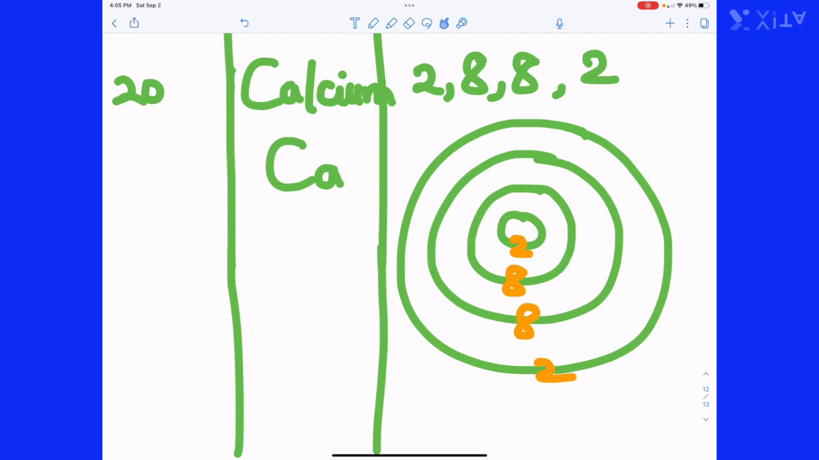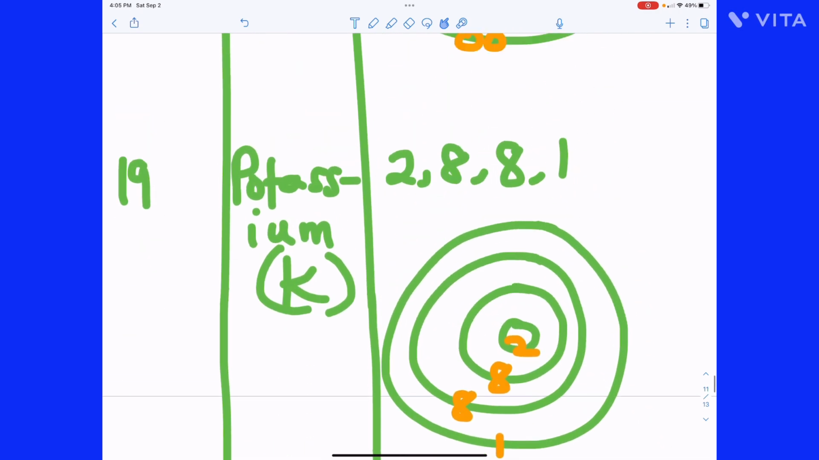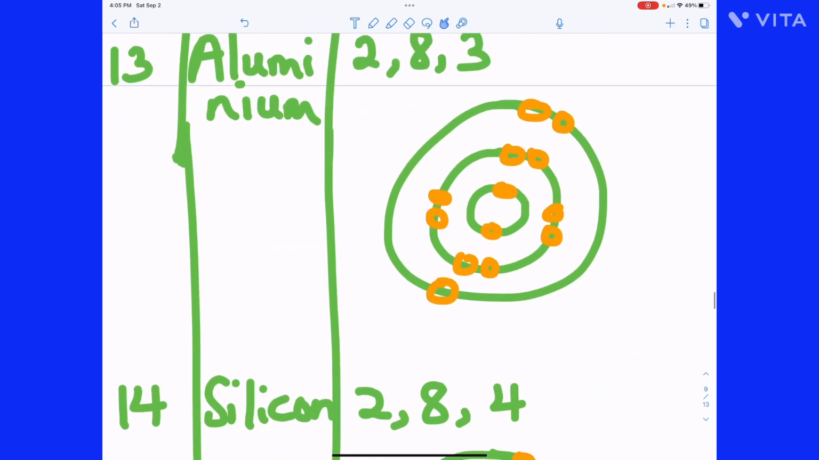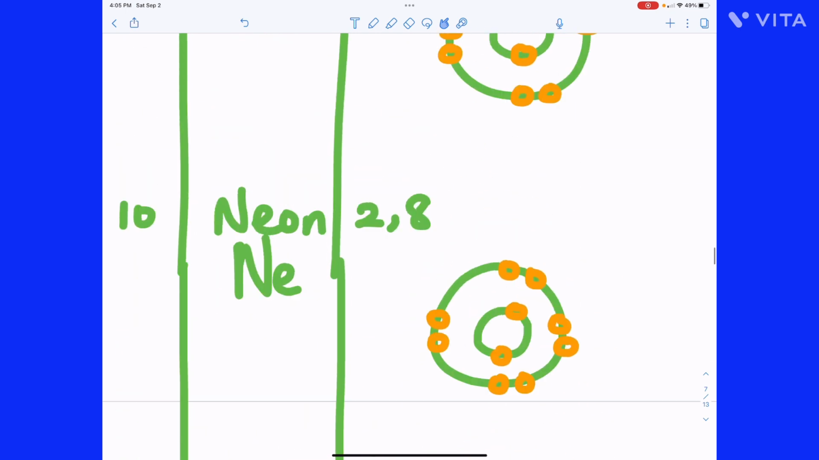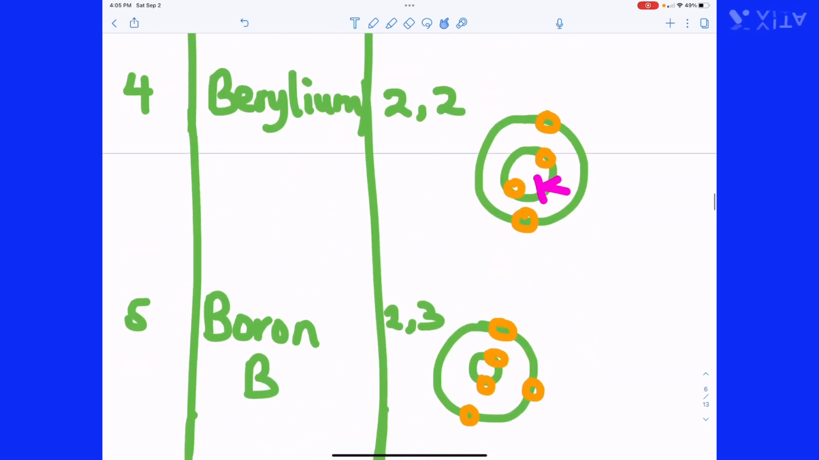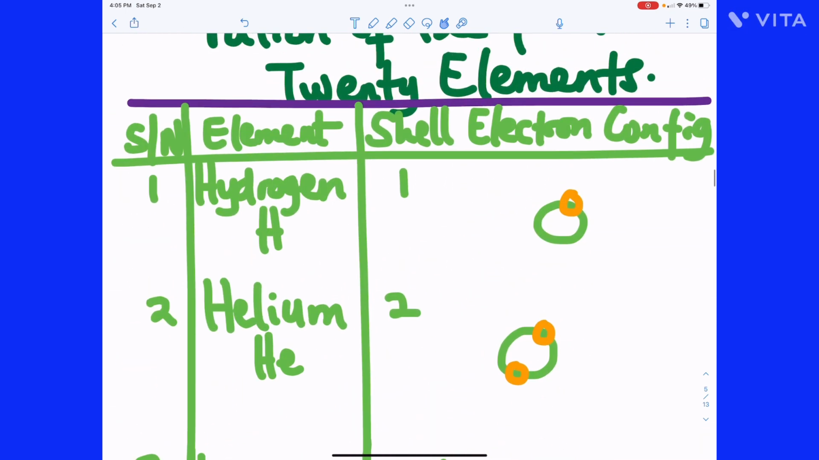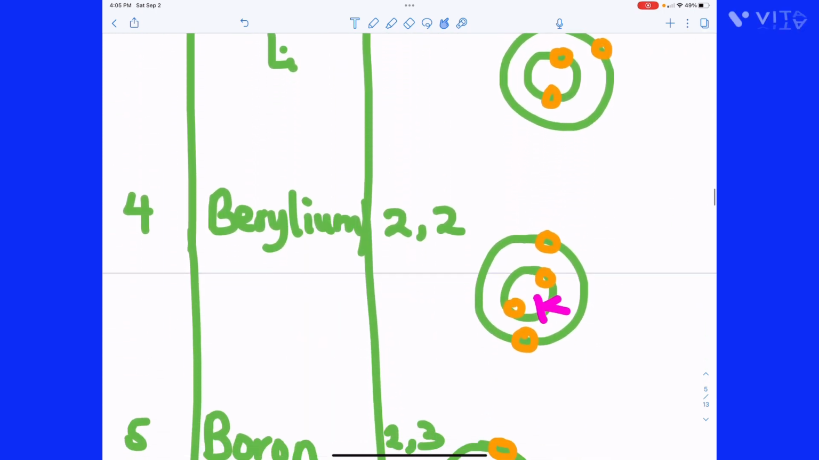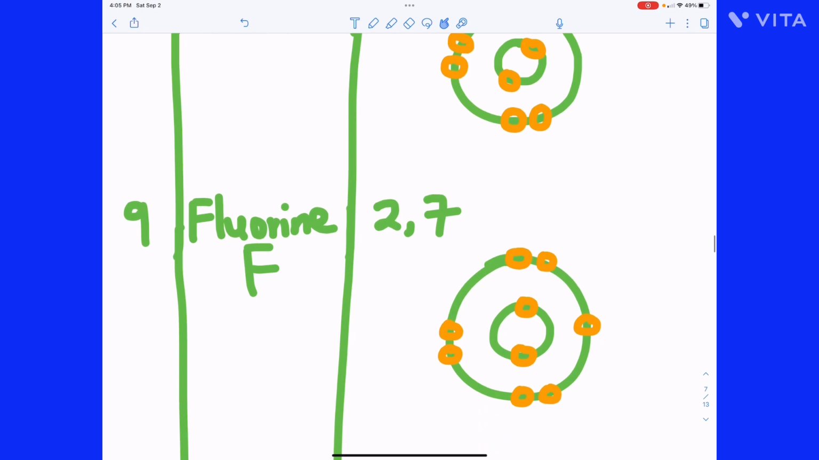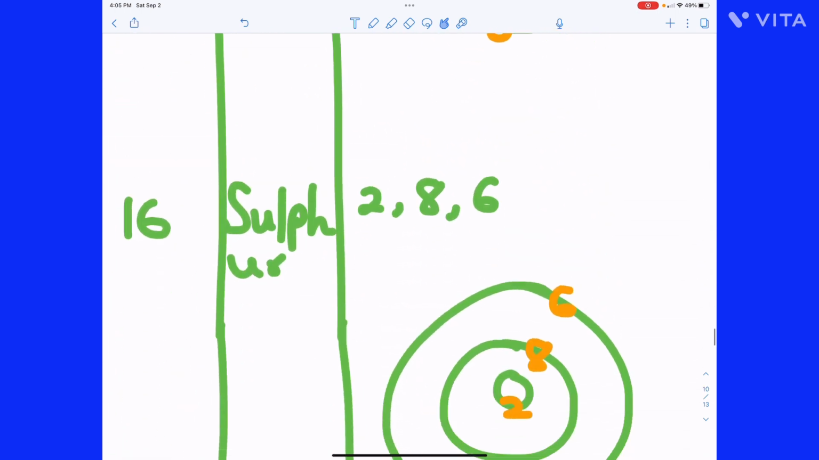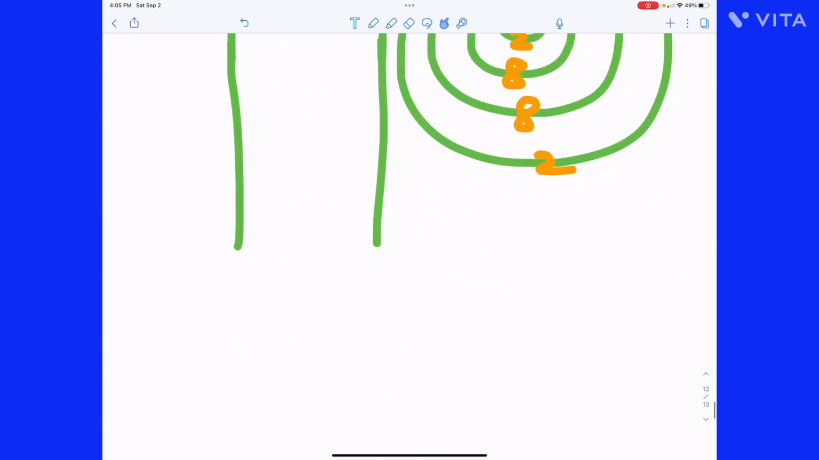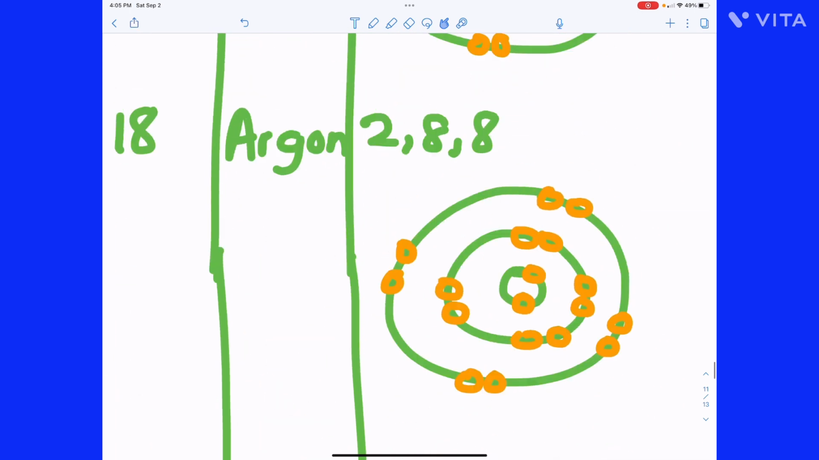All right, this is everything for now on the shell electron configuration of the atoms of the first 20 elements. So this is how electrons are arranged into the shells of the atoms of the first 20 elements. We will treat quantum electron configuration by God's grace in the next video. Thank you.